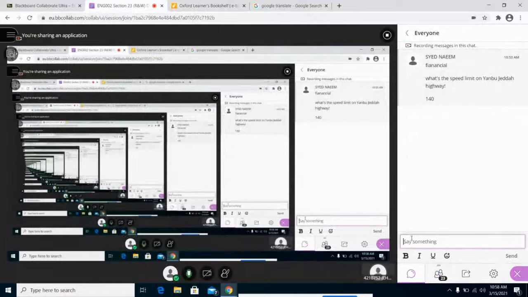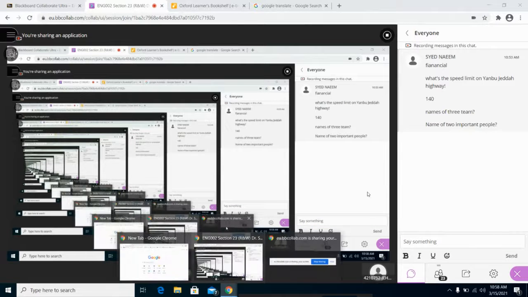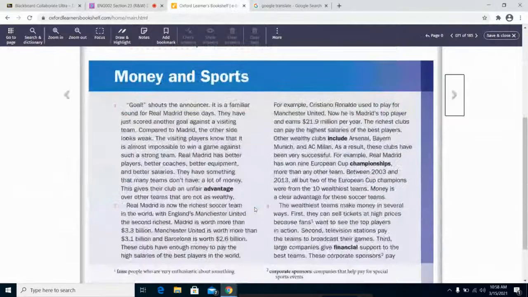Okay, what do you need? I'm writing in the chat box: names of 3 teams and names of 2 important people. So I will see who is one of the best students who can find them quickly. I'm giving you 3 minutes to find the names of 3 teams and 2 important people. You have 3 minutes. Time starts now.